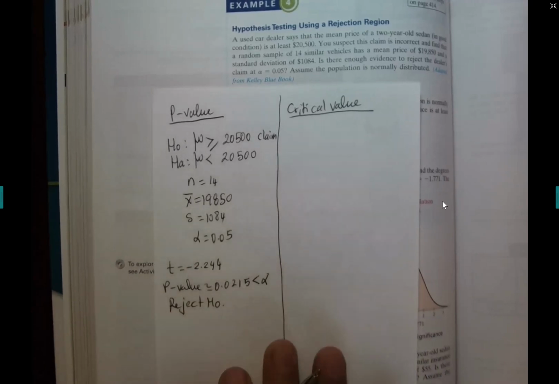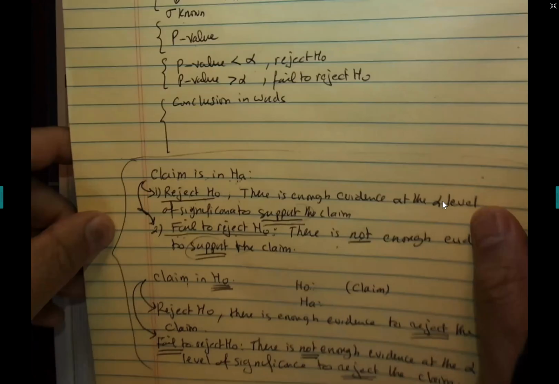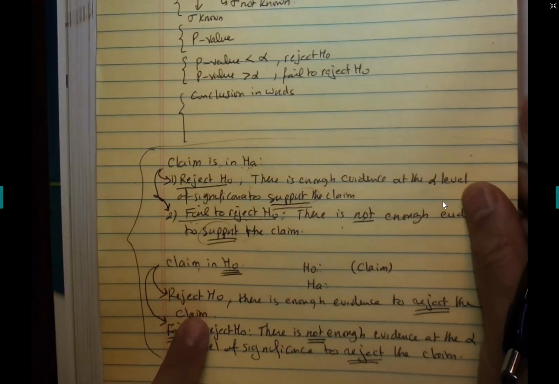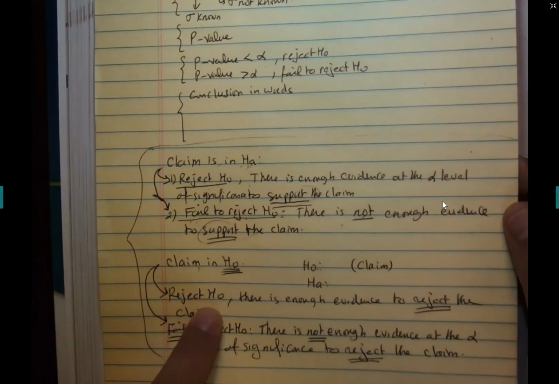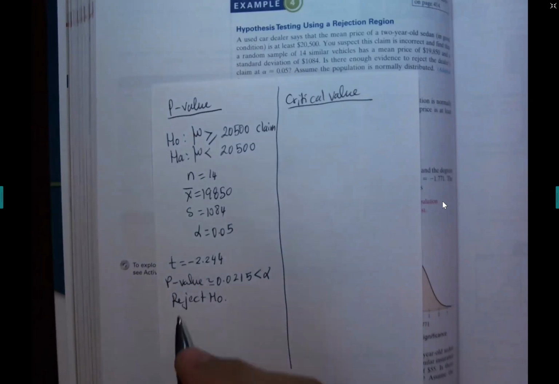Can a student tell me what the conclusion is? We reject H0 and the claim is in H0. He says, is there enough evidence to reject the claim? Well, we reject H0 and the claim is in H0. You want me to show you my yellow sheet? The claim is in H0 and we reject H0. So what do we say? There is enough evidence to reject the claim. So we say, yes, there is enough evidence to reject the claim.